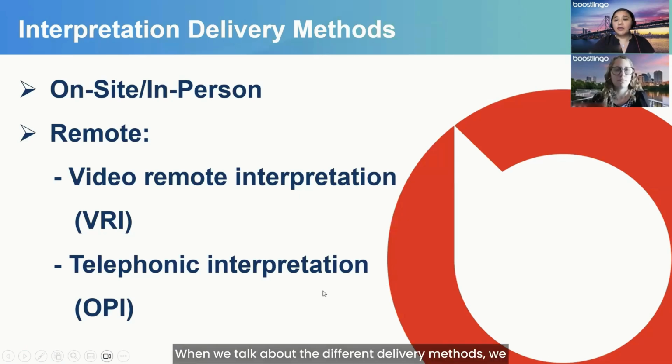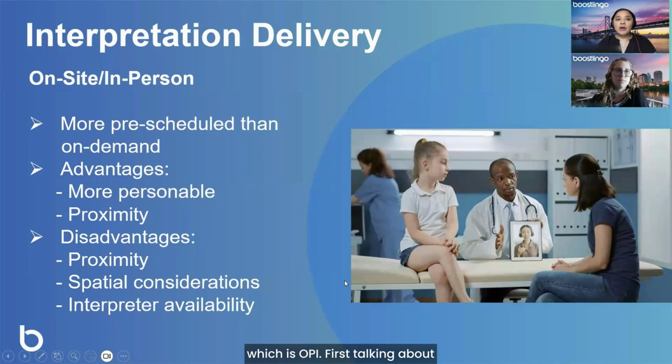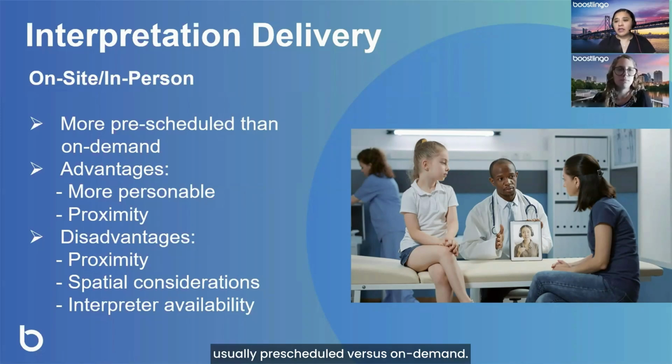When we talk about the different delivery methods, we know that there's on-site where they are in person, and then there's 2 different types of remote interpretation that we're going to talk about, video remote and also telephonic interpretation, which is OPI. First, talking about on-site and in-person interpretation. This is something that is usually pre-scheduled versus on demand. You don't walk in somewhere and expect an interpreter to just show up with you. You do have to generally pre-schedule these interpreters to be where they are needed.